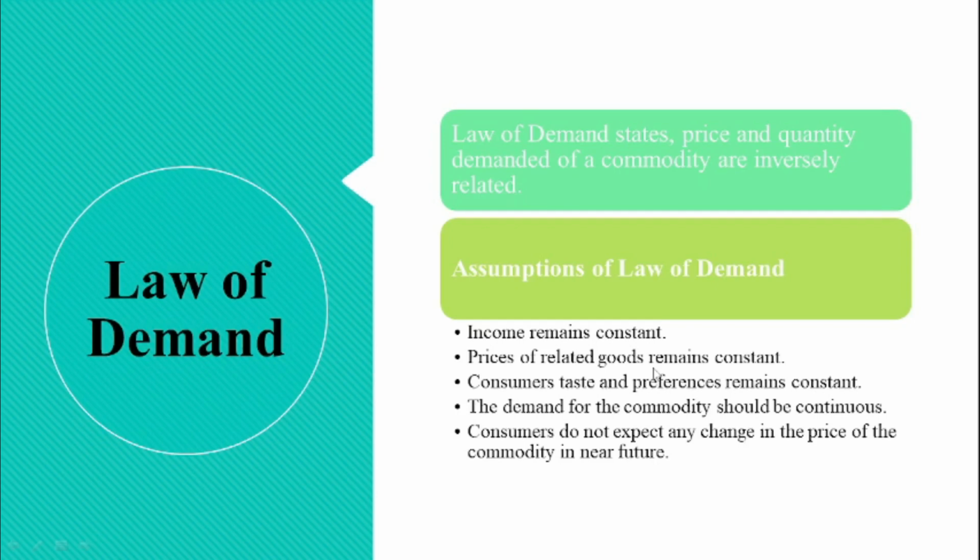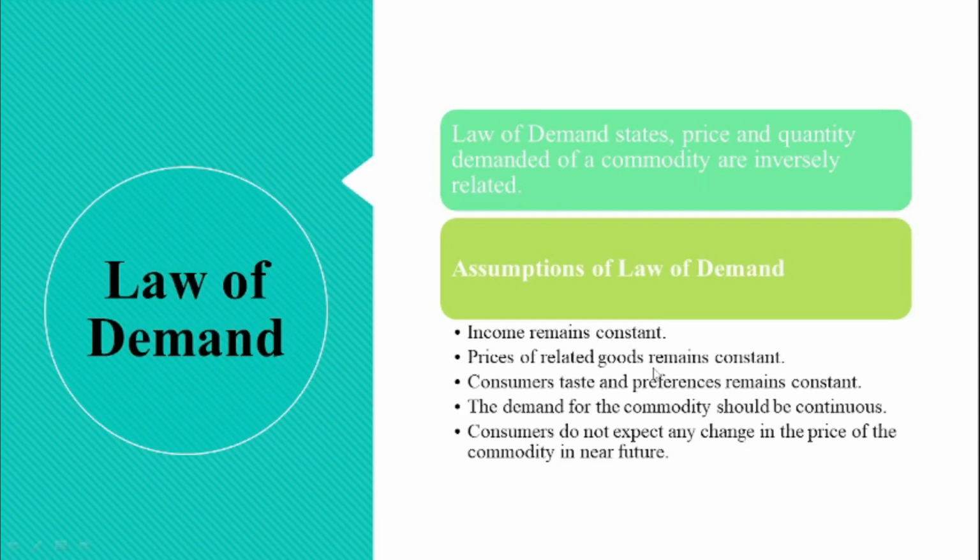What kind of relationship is there? It says the quantity demanded of a commodity is inversely related with its price. So, the law says that if the price of the commodity increases, the quantity demanded for that particular commodity will decrease and vice versa, given the other things remain constant. Now, what are these other things?